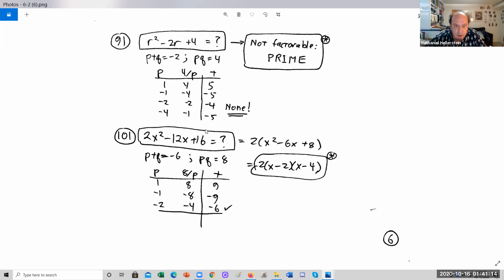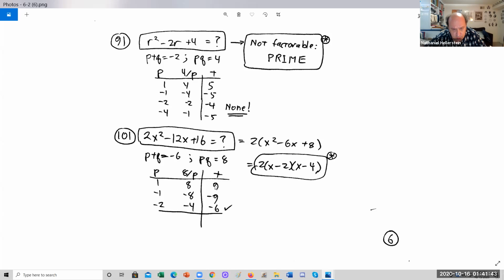Now this one, the problem is there's a 2 in front of the x squared. And this method only works for a 1 in front, the leading coefficient. But fortunately, 2, 12, and 6 all have a common factor of 2. So we remove a common factor of 2, and we get 2 times x squared minus 6x plus 8. So we need to factor this. P plus Q has to equal -6. P times Q has to be 8.